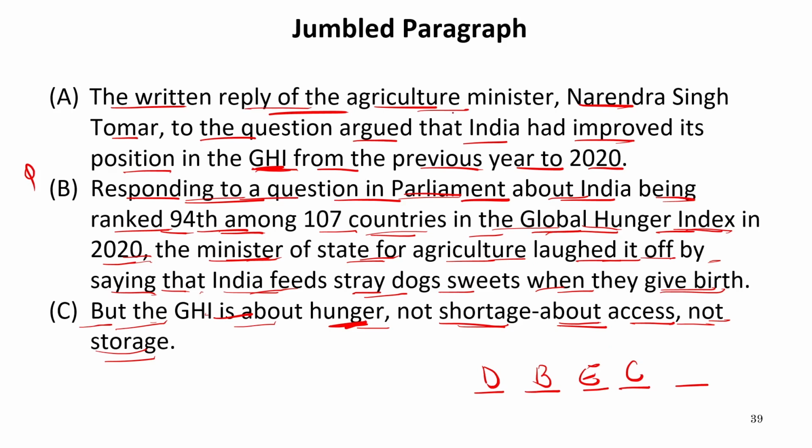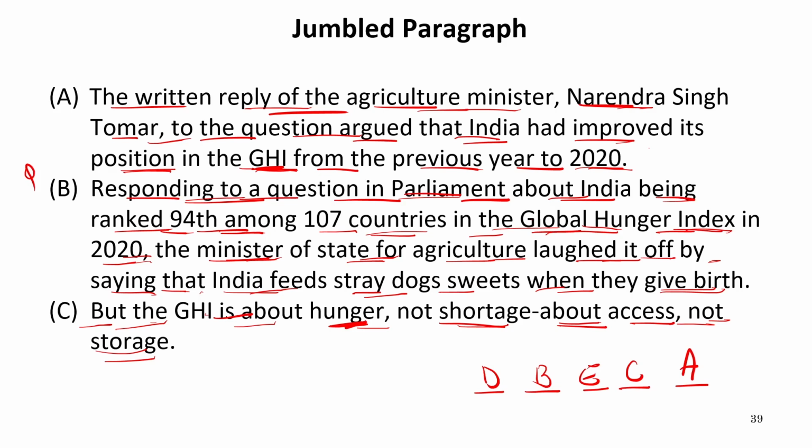The written reply of Agriculture Minister Narendra Singh Tomar to the question argued that India had improved its position in GHI from the previous year to 2020. So this will be the concluding sentence. Though this is complex, if you see the basic or minute hints, you are able to solve this passage very simply. Now the correct sequence should be DBECA.